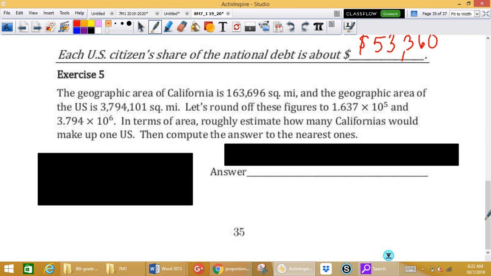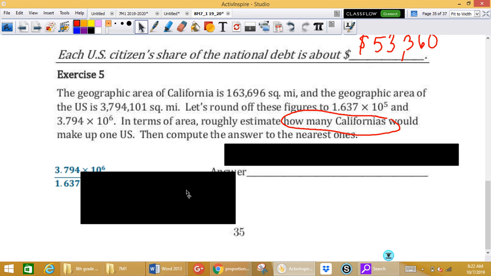The geographic area of California is 163,696 square miles, and the geographic area of the U.S. is 3,794,101 square miles. Let's round off these figures, and in terms of area, roughly estimate how many Californias would it take to make up one U.S. Then compute the answer to the nearest ones.